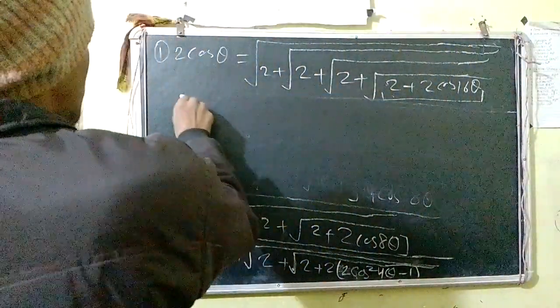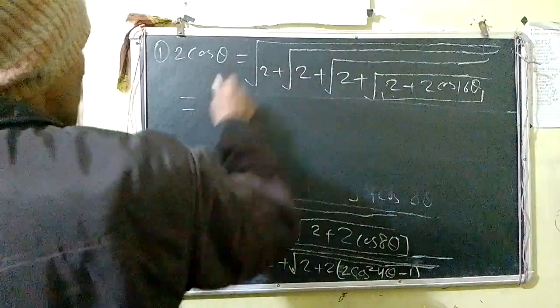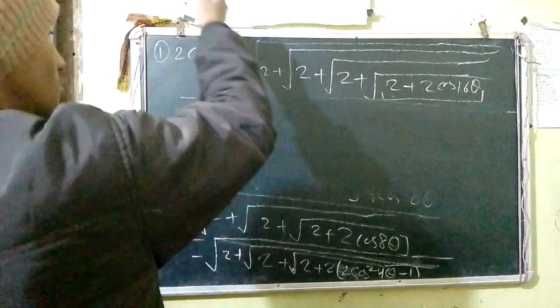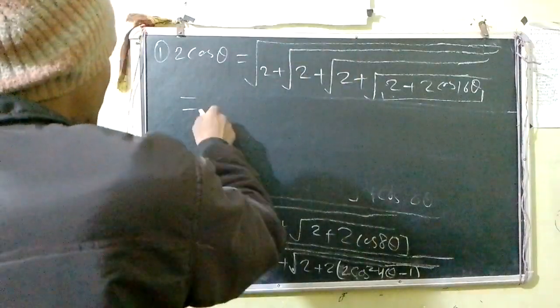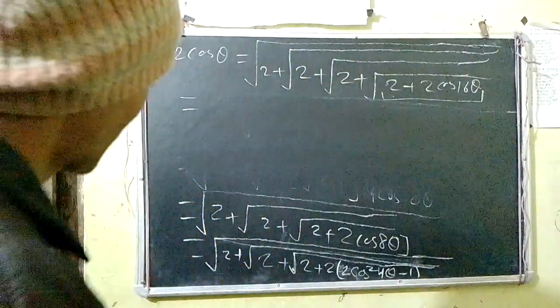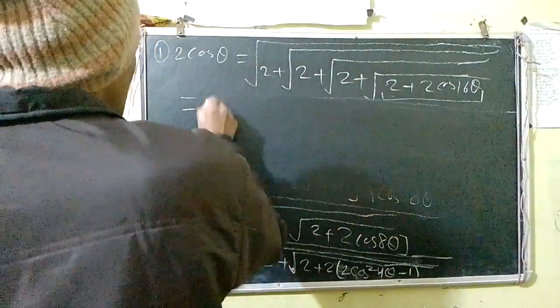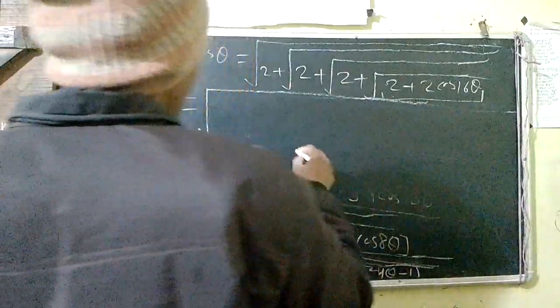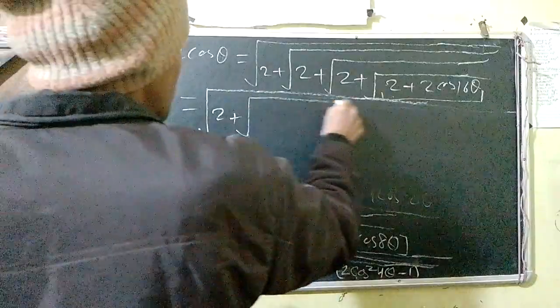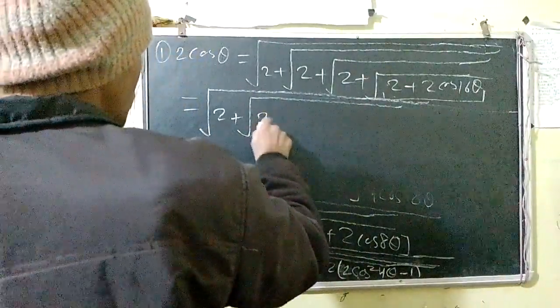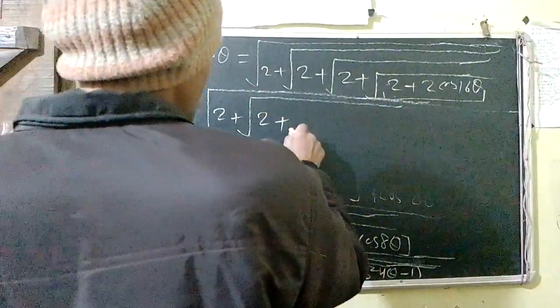What we can do is, this will be square root. So I took the RHS to solve it, and we're going to prove the LHS. Okay, for this problem, which I mentioned quite lately, this becomes square root of 2 plus square root of 2 plus square root.